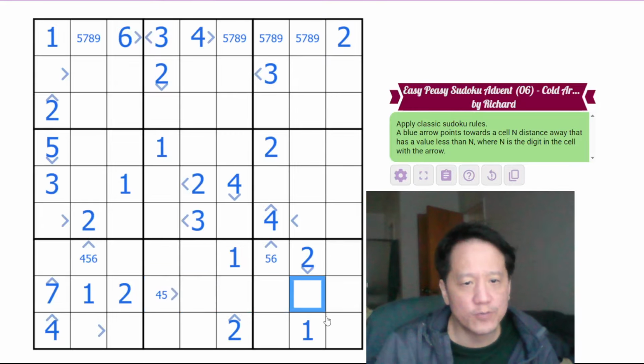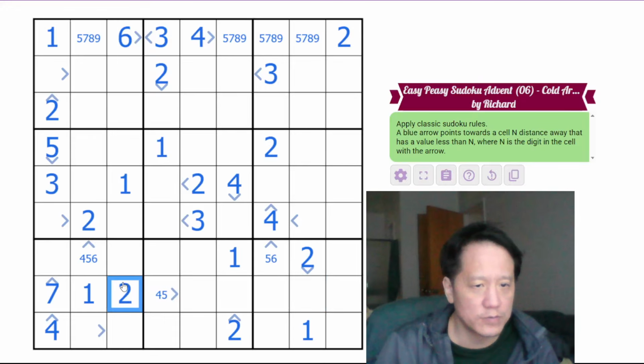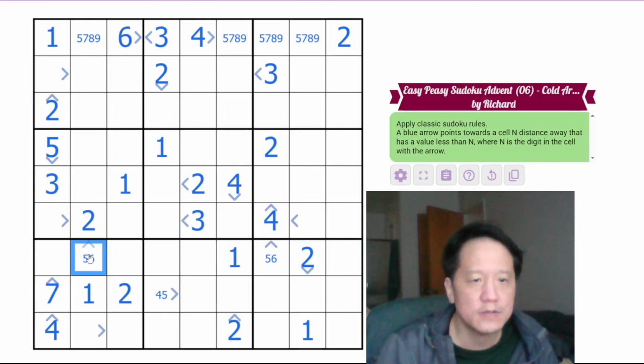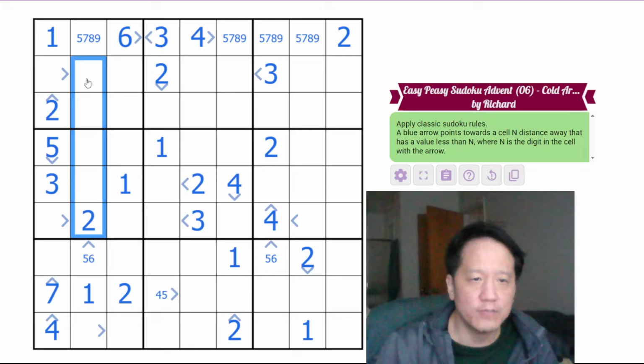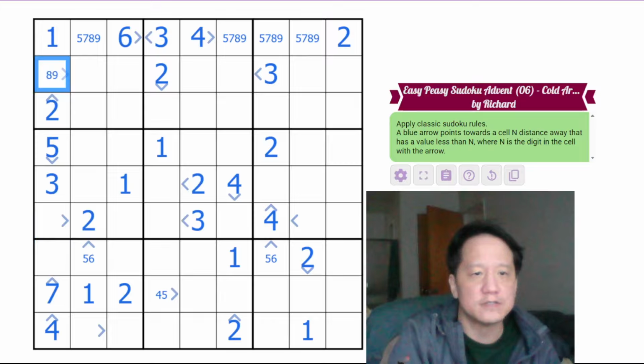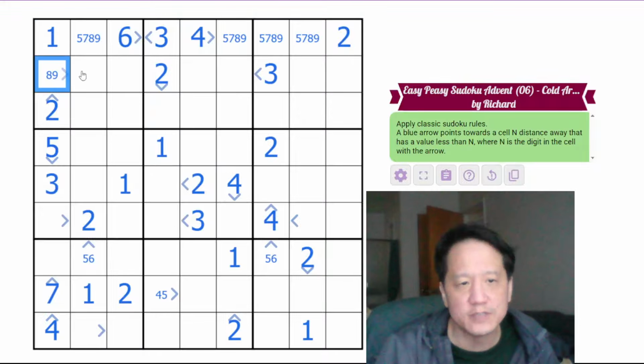4 away would force this to be 3. 5 away would force this to be 3 or 4. Those are both possibilities. This cannot be 4 away. So 5 away works if this is 4. Okay, remaining digits in column 1. We have 6, 8, 9. This is just 8 and 9. So this has to be 8.